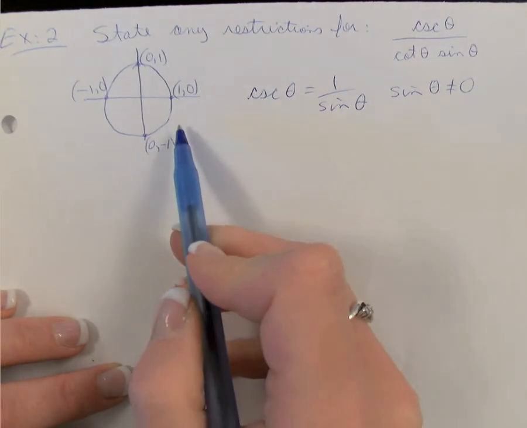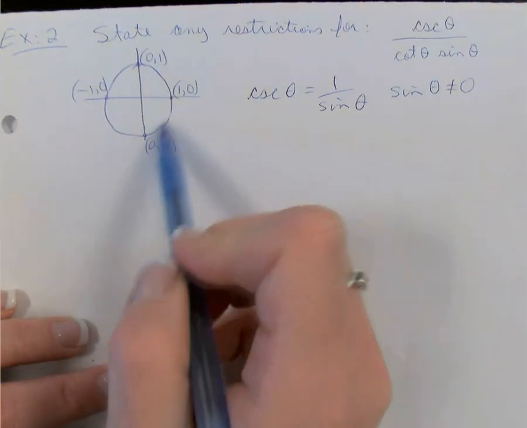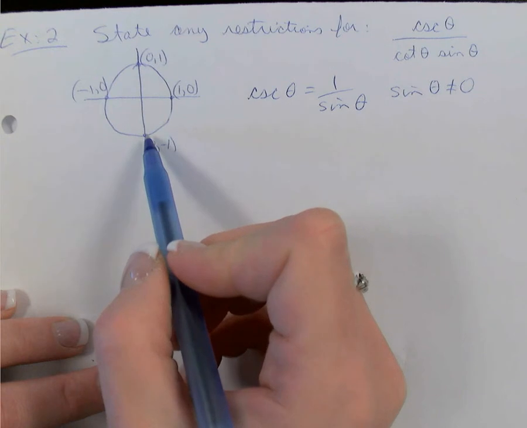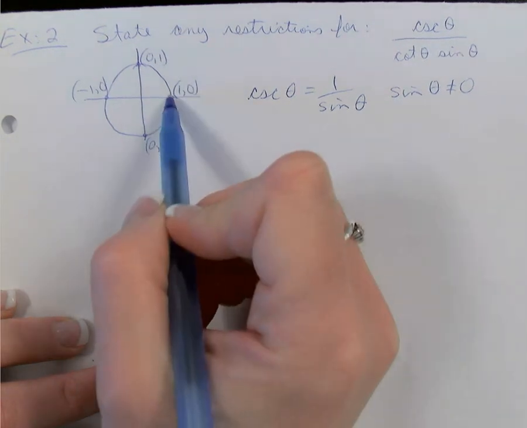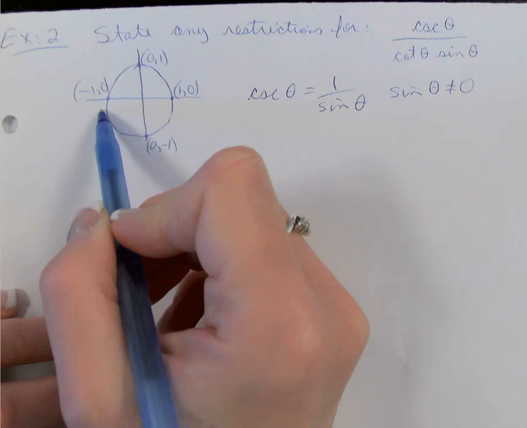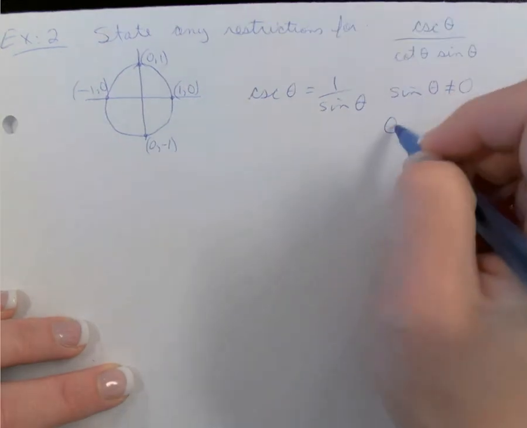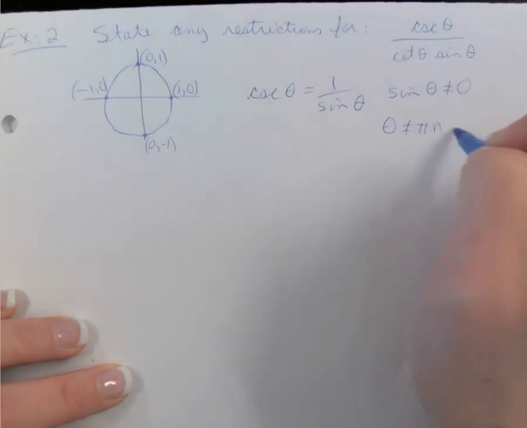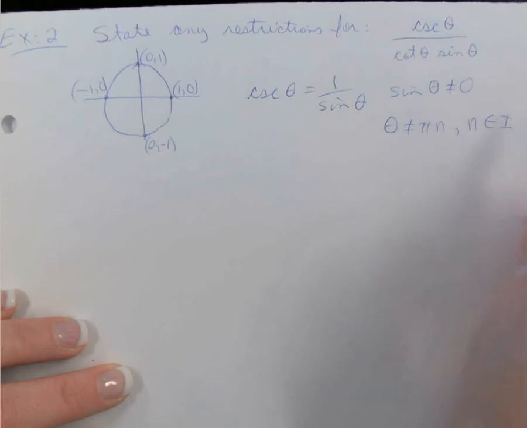I've drawn the circle over here so that we can look at the circle where sine theta equals 0. Remember, sine theta is linked to the y value. So that will occur at 0, pi, 2 pi, etc. So when we're going to write that, theta cannot equal pi n, where n is an element of the integers.